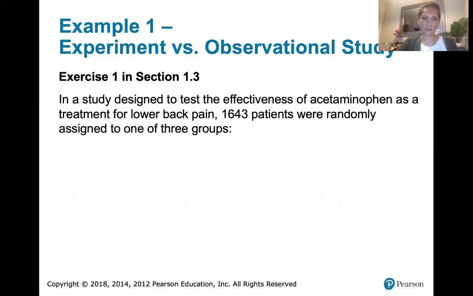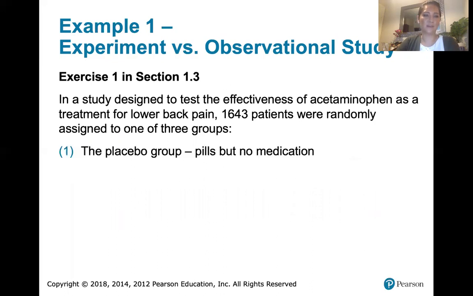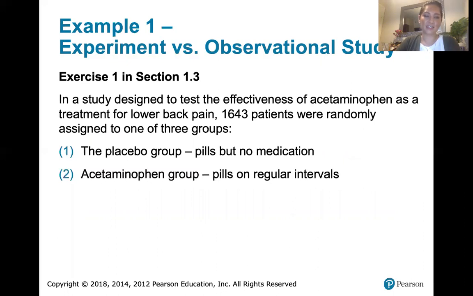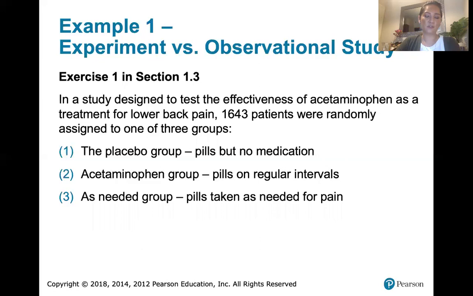So here's an example from the text. It says, in a study designed to test the effectiveness of acetaminophen as a treatment for lower back pain, 1,643 patients were randomly assigned to one of three groups. They were either assigned to the placebo group, which received pills, but the pills didn't have any medication in them, an acetaminophen group, which were given acetaminophen pills to take on regular intervals, or a third group, which were given acetaminophen pills, but they were told to take them as needed for pain.